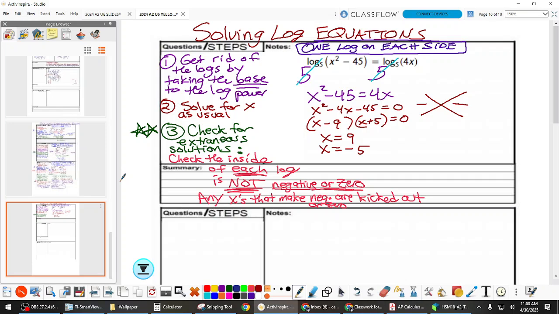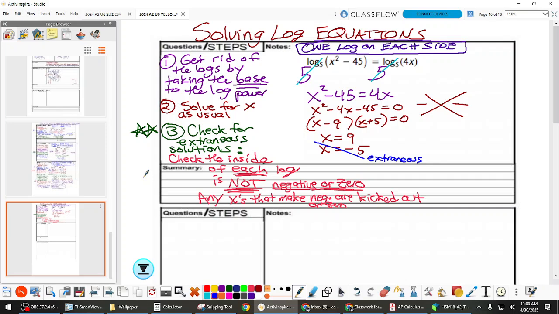Anyway, 9 squared minus 45, no issues there. On the other side, 4 times 9, no issues there. Both of those are positive, safe, right? But if I plug in negative 5, both of these are negative, because that would be 25 minus 45, which is negative 20, and over here negative 20 as well. So that doesn't work. So x equals negative 5 is extraneous. So your only solution is 9.